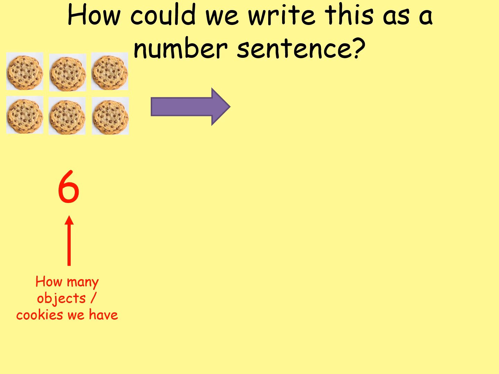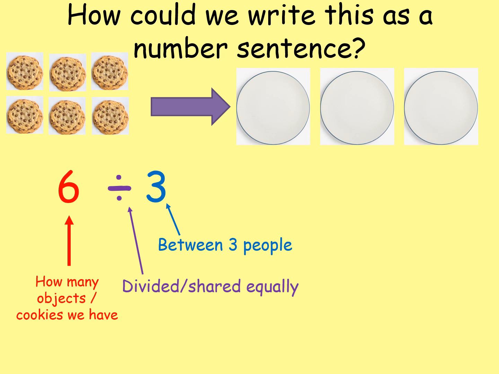We have 6 cookies. Here is our operation, our dividing operation, and it means we are sharing the cookies equally. So at the moment, our number sentence means we have 6 cookies and we're sharing them equally between 3 children, between 3 people. So we have 6 cookies, and then we have our divide sign, because we're dividing them, sharing them equally between 3 people.